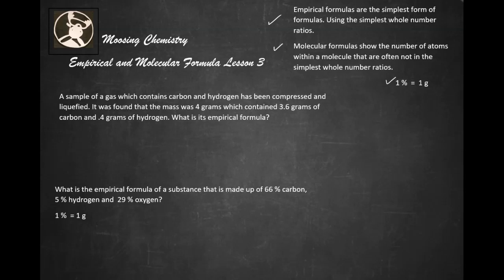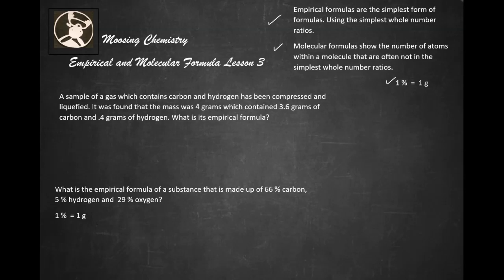Okay, let's look at our first problem here. A sample gas which contains carbon and hydrogen has been compressed and liquefied. It was found that the mass was 4 grams, which contained 3.6 grams of carbon and 0.4 grams of hydrogen. What is its empirical formula?